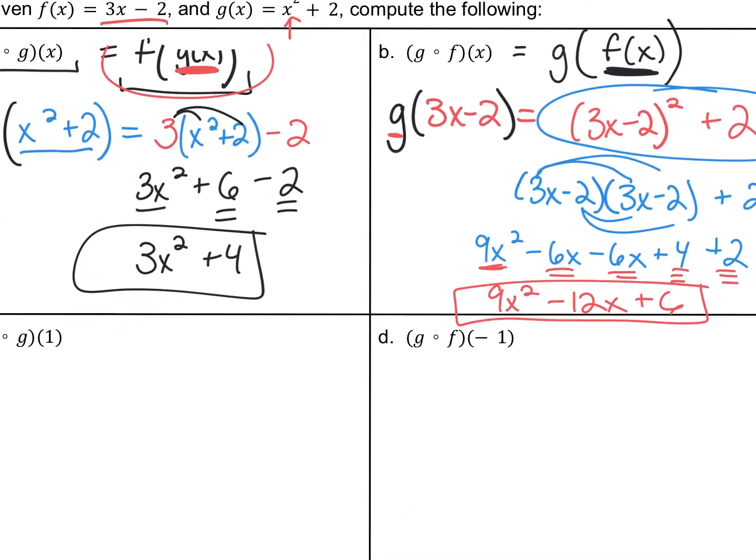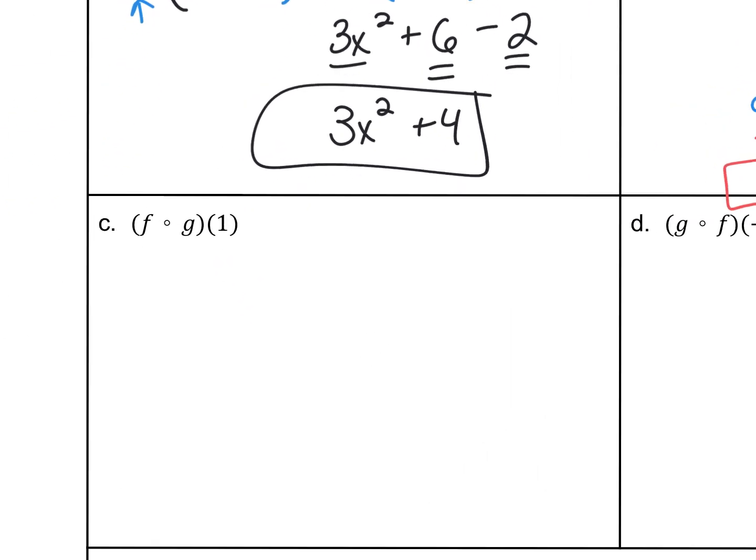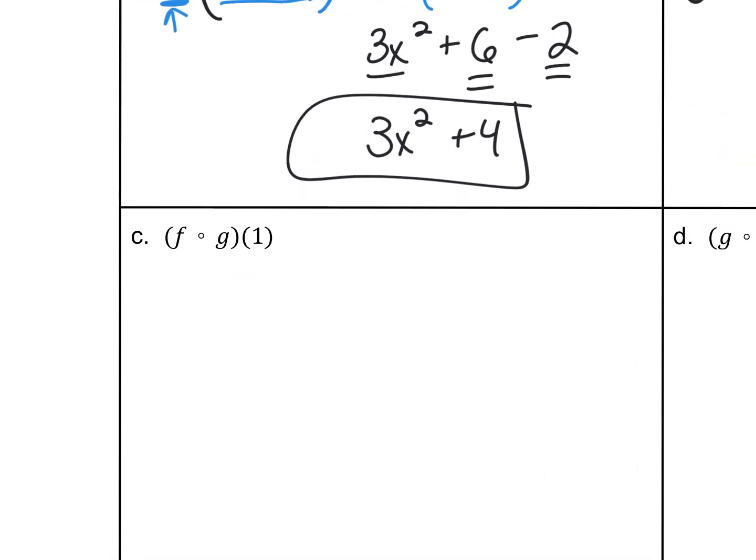Okay? Then we get into the ones that have numbers. These are actually easier, guys. Why? So let's look here. Same thing, f of g. So f comes first, g is on the inside, but instead of g of x this time, we have g of a number, g of 1. We talked about this at the very beginning of the video. We start with the inside.